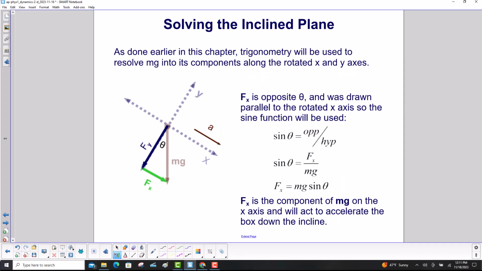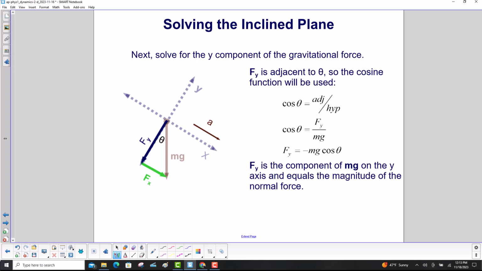As done earlier in this chapter, trigonometry will be used to resolve mg into its components along the rotated x and y axes. F sub x is opposite theta and was drawn parallel to the rotated x-axis, so the sine function will be used. Sine theta is opposite over hypotenuse. Sine theta equals F sub x over mg. So what we have is F sub x equals mg sine theta. F sub x is a component of mg on the rotated x-axis and will act to accelerate the box down the incline.